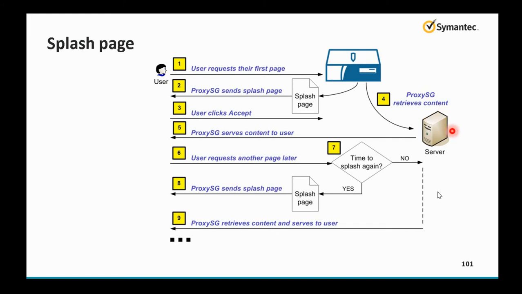So when the user tries to access the first website he wanted to access, this page, which is a splash page, will come out as a disclaimer page, or an announcement page, back to the user. The user will just click accept, and then he will continue accessing the website that he wants to access. So when is that page going to come out again? It depends on your configuration.